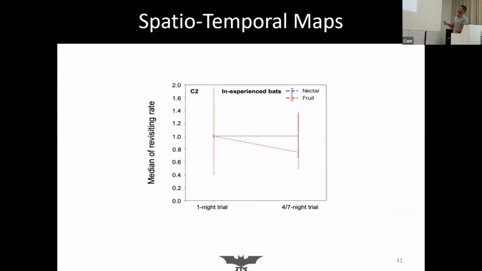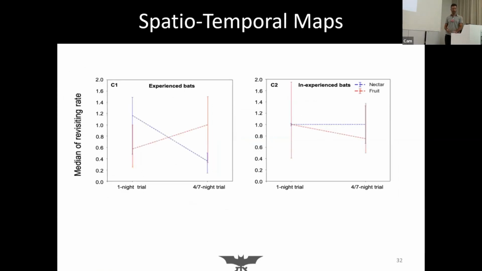Now, if you look at the inexperienced bats, we also follow their ontogeny, so we follow them over time. There seems to be no difference between the two. They will return both to nectar in blue and to fruit in red, whether it's after one night or 4 to 7 nights. Again, I'm talking about returning to the same trees. So they remember the trees and they go back to them, like the birds in the Clayton experiment.